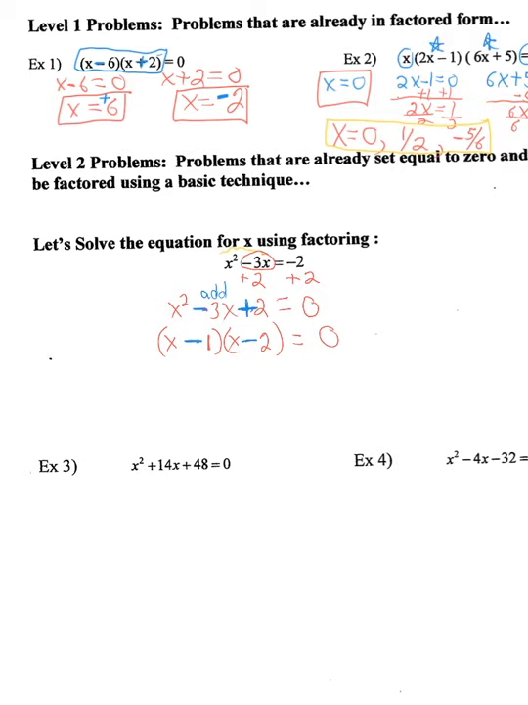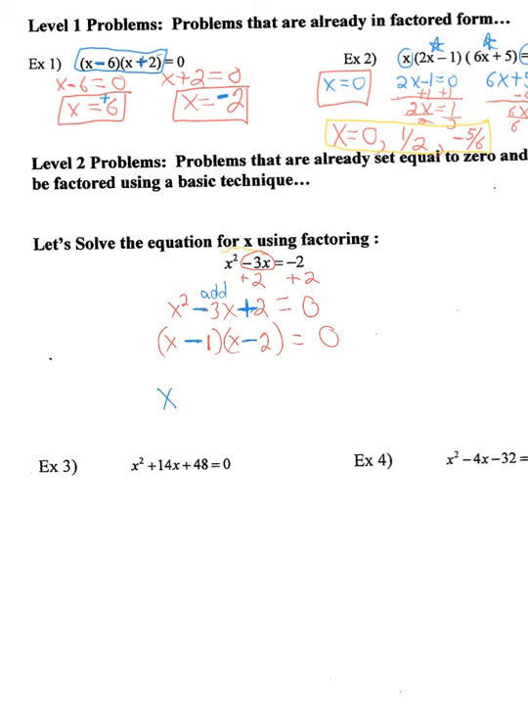Okay? So that was the next step. Remember, first step, set equal to 0. Step 2, factor it. Good. Step 3, use the 0 factor property and tell me what x is.